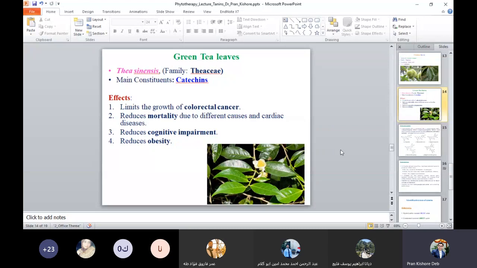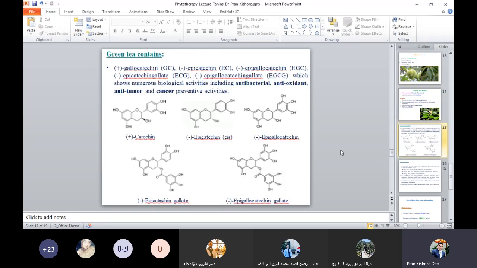So next is green tea leaves. I'm sure you have studied in phytochemistry. The botanical name is Thea sinensis. Belong to the family Theaceae, and the main constituents are catechins. The effects: they can limit the growth of colorectal cancer. It reduces the mortality due to different causes and cardiac disease. Catechins can also reduce the cognitive impairment and help in the reduction of obesity.